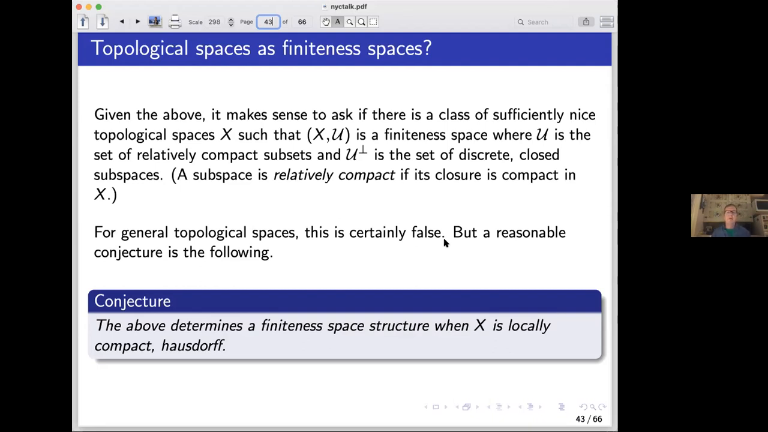So is there such a space where your U is going to be the relatively compact sets and your U perp will be the discrete closed subspaces? And it seemed, based on reading Sims's paper, that a pretty good conjecture would be that this always works when X is a locally compact Hausdorff space.